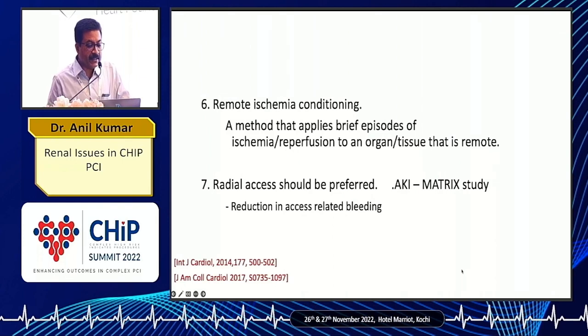Remote ischemic conditioning is a method that applies brief episodes of ischemia and reperfusion to an organ or tissue that is remote from the target organ. Radial access should be preferred to femoral access. The AKI MATRIX study has shown that the incidence of AKI is reduced with radial access when compared to femoral access. The exact reason is not known.